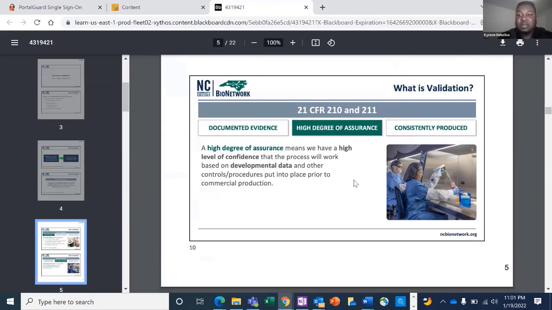So, second, validation provides a high degree of assurance. So, a high degree of assurance means that we have a high level of confidence that the process will work based on developmental data and other controls procedures put in place prior to commercial production.